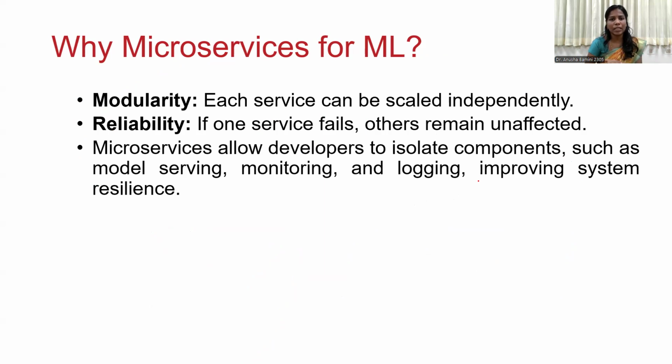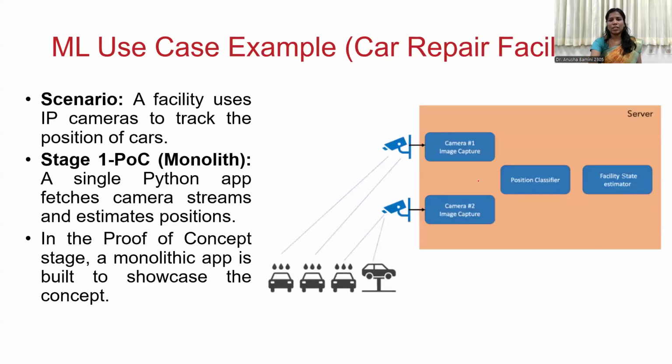Okay, that is modularity. Then reliability: if one service fails, it won't affect the remaining. This microservice allows developers to isolate components such as model serving, monitoring, and logging. It can improve the system resilience. So this is one machine learning use case model, given a car repair facility.